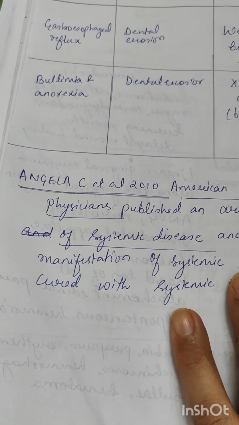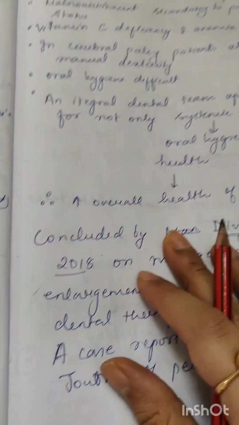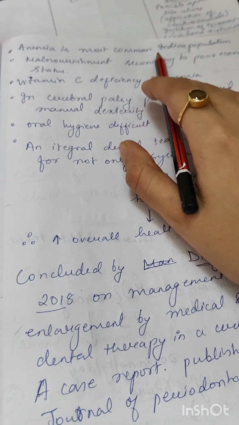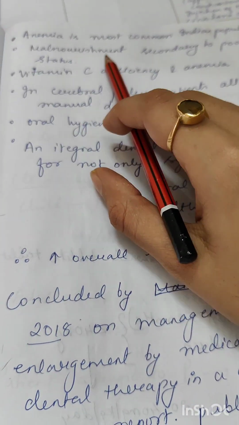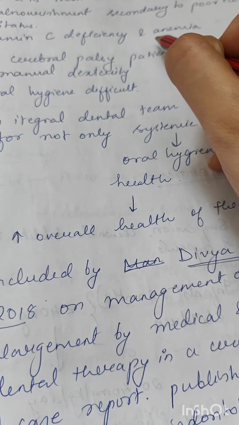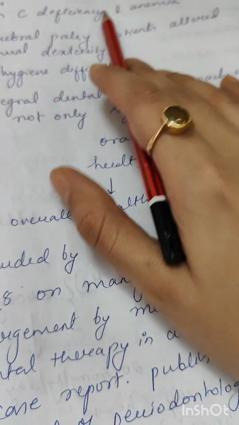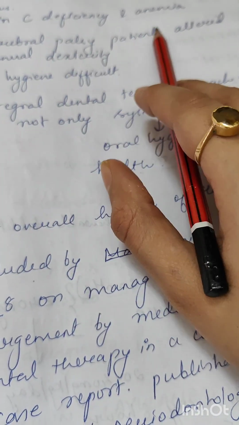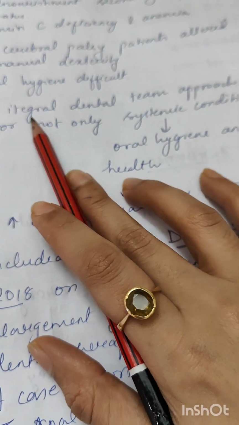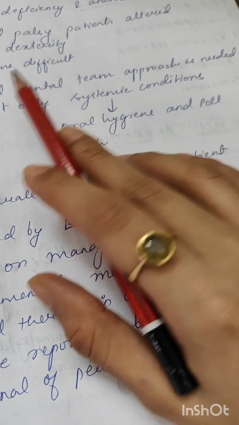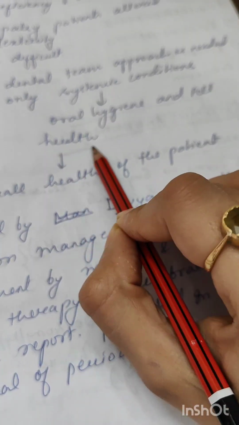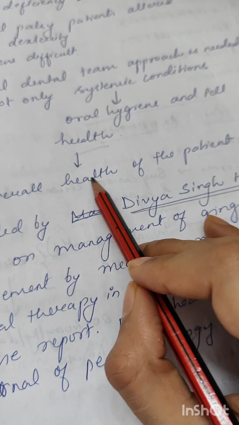Also a few more studies were done. Anemia is the most common in the Indian population. Malnourishment is secondary to poor economic status. Vitamin C deficiency and anemia is very common. In cerebral palsy patients, altered manual dexterity is seen. Oral hygiene difficulty. An integral dental team approach is needed for not only systemic conditions but also oral hygiene and PDL health, therefore to increase the overall health of the patient.